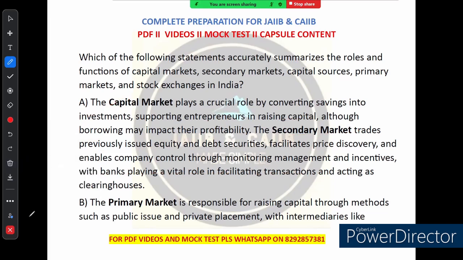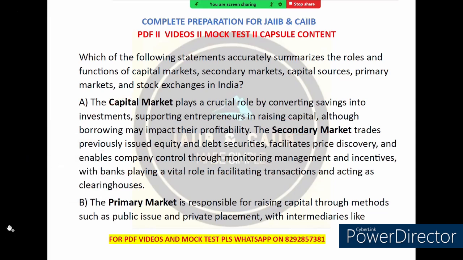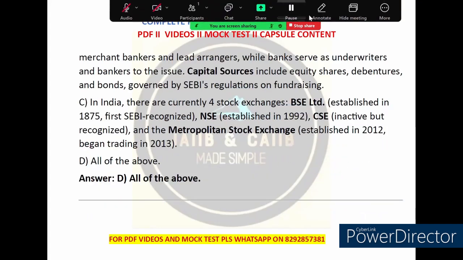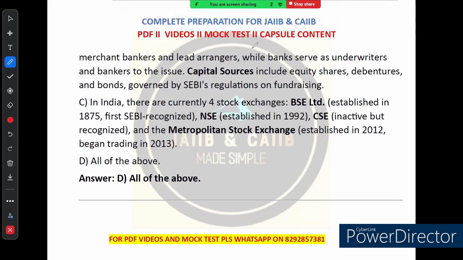Option B says the primary market is responsible for raising capital through methods like public issue and private placement. Yes, it is correct, because in the primary market, companies raise new capital through IPO or private placement, where intermediaries like merchant bankers and banks finance the process. Next is the stock exchange. India has multiple stock exchanges, like you can see BSE, NSE, CSE, Metropolitan Stock Exchange. So this option is also correct. So the correct answer is all of the above. All of the above options are correct in this particular question. Let's move on to the next question.